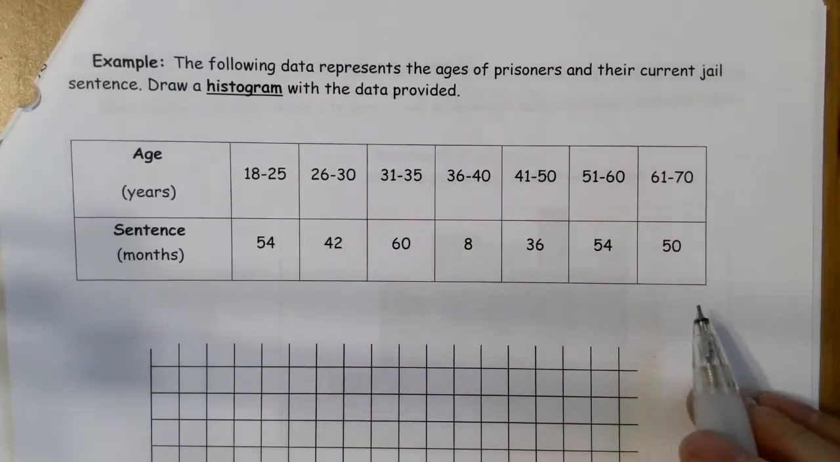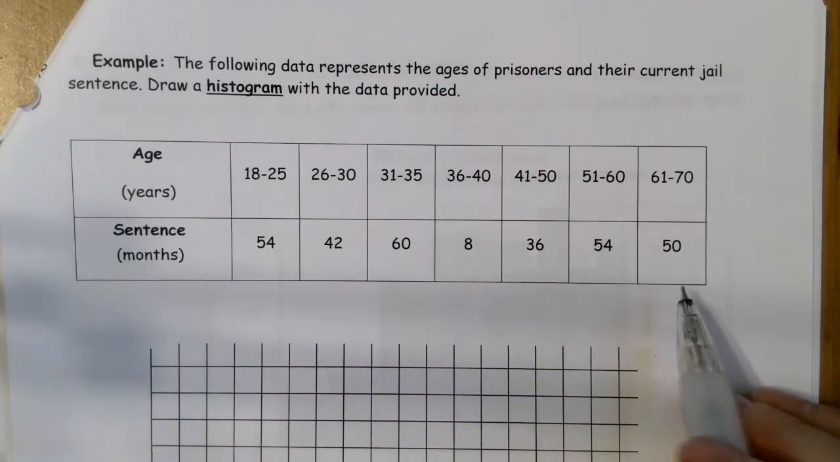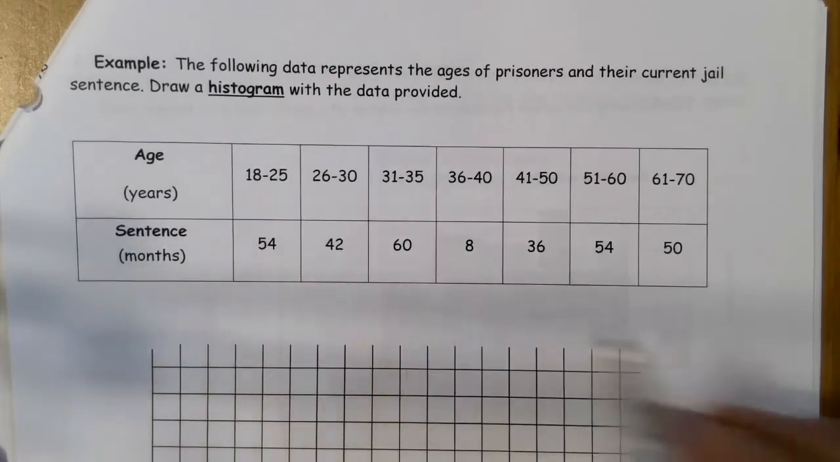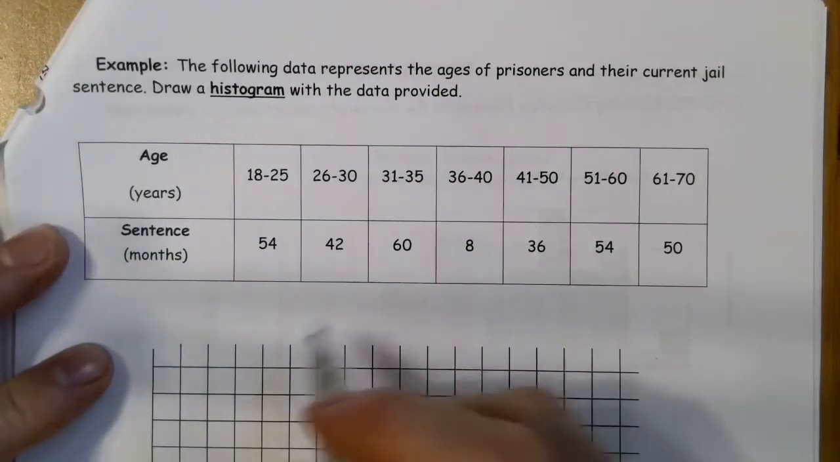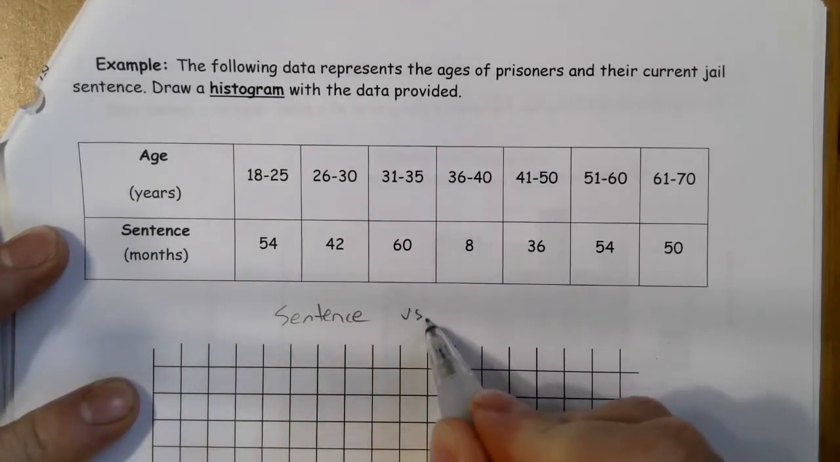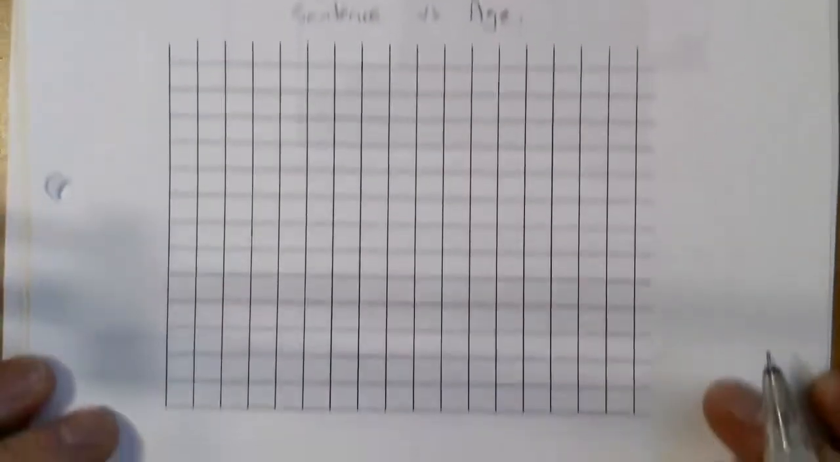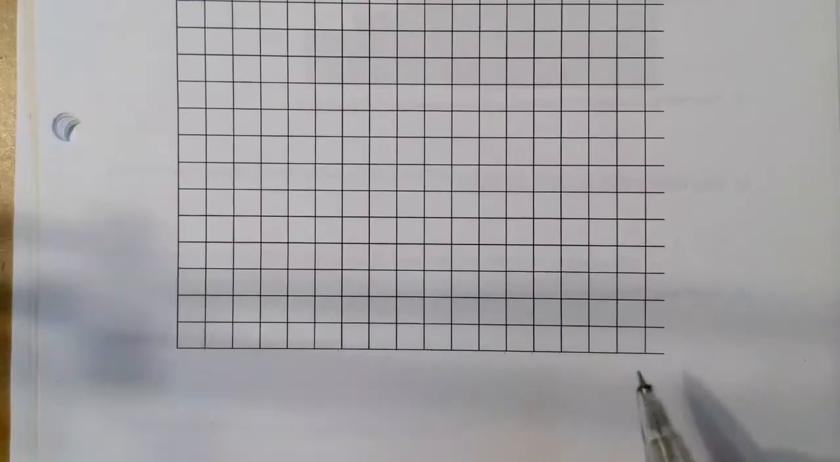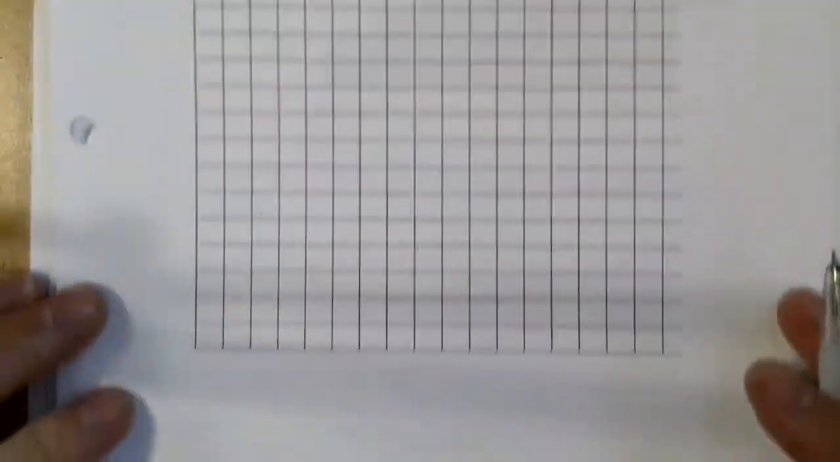And the sentence here, normally you think time would be the continuous data, but in this case, the way it's set up here, remember, they're going to give sentences in these whole month groups. So this is going to be sentence versus age for prisoners. So now down here, when I look at my scale and my numbers, I think I can go up by 5s and make this work.